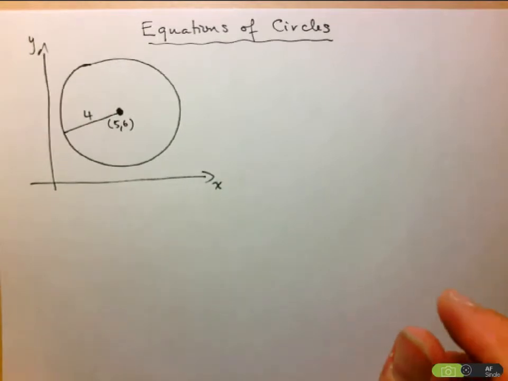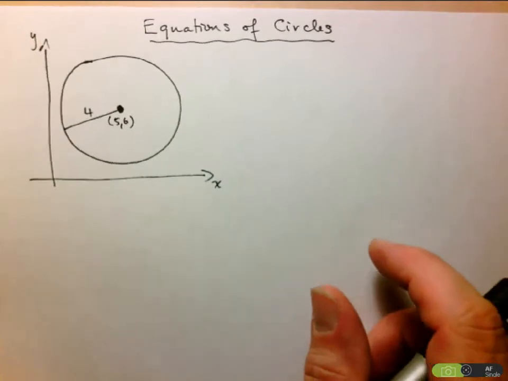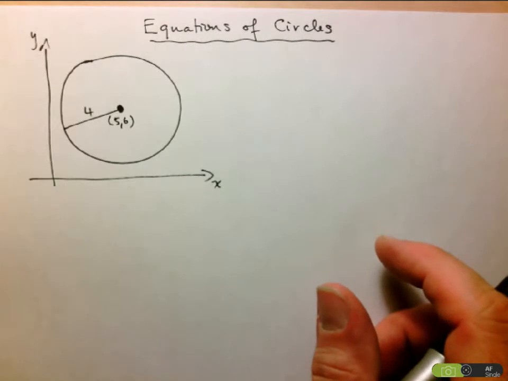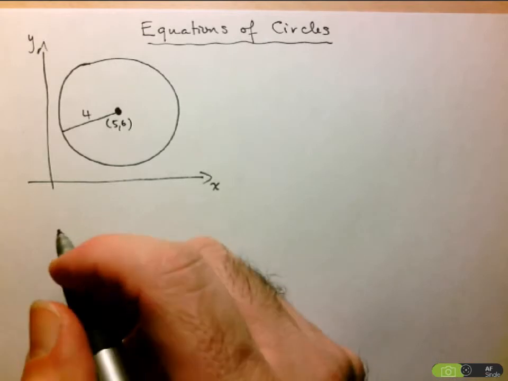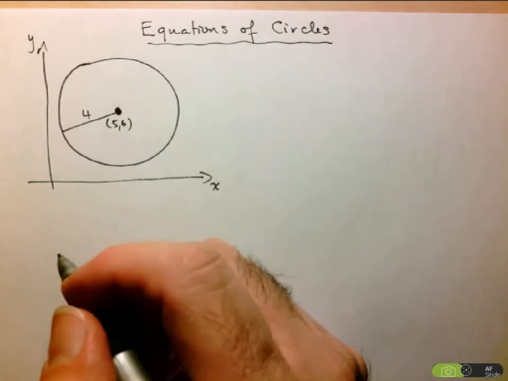Hi, we're going to take a look at equations of circles right now. So one thing we can find equations for, of course, are lines on the Cartesian plane. And we know that the equation looks like y equals mx plus b. And in order to determine that equation, we need a slope and we need a point on the line.